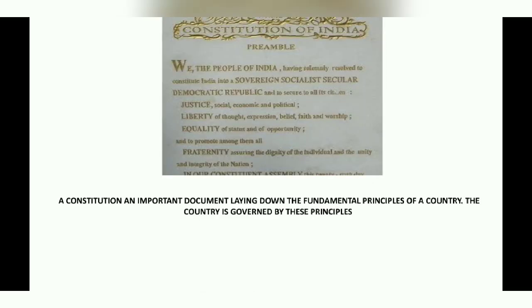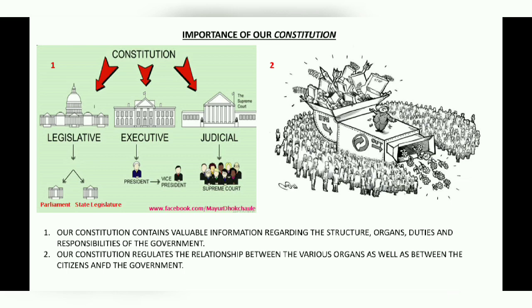Why do we need, or what is the importance of a constitution? Number one, our constitution contains valuable information regarding the structure, organs, duties and responsibilities of the government. Our constitution plays a very important role in giving information on the organs, structure and duties. It gives information as well as keeps a check on three important aspects, that is legislative, executive and the judiciary.